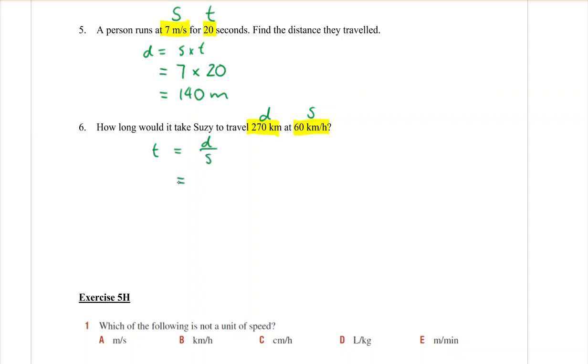Make sure kilometres here and kilometres here, they match, so we're good to sub in. My distance is 270 and my speed is 60. 270 divided by 60 is 4.5. What's the units? Hours, correct.